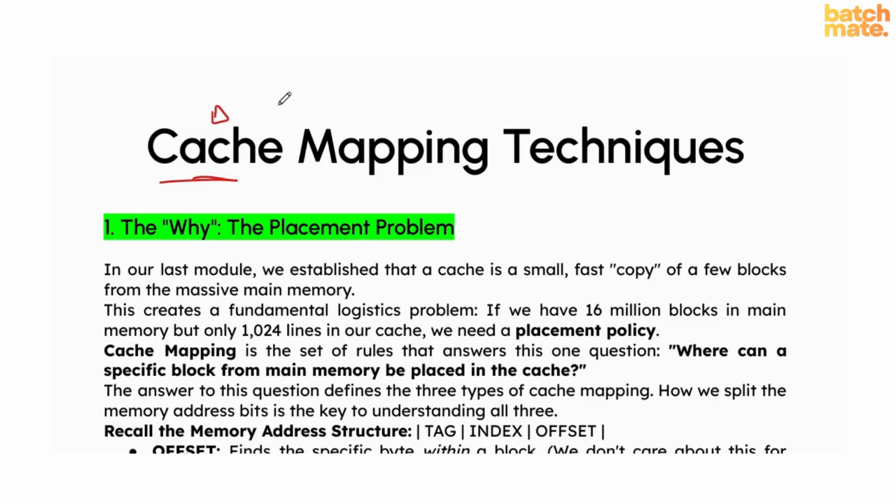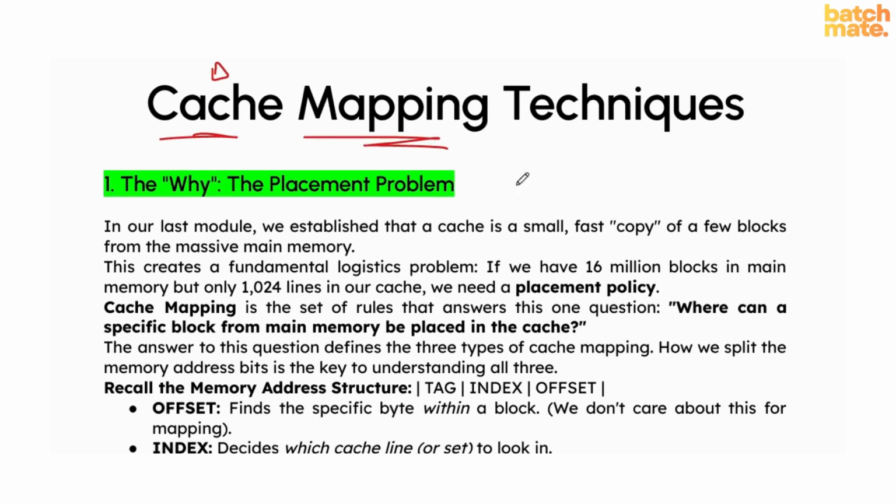Here is the million-dollar question. When you bring a book from the library, where exactly do you put it in the backpack? Do you just throw it in randomly? Do you have a specific pocket for it? This set of rules is called cache mapping. It answers the simple question, where can a specific block go?